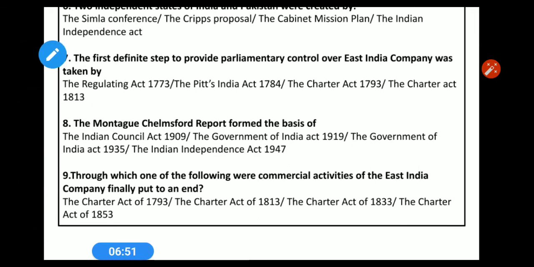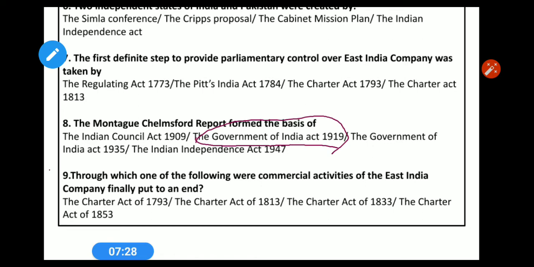Question number 8. The Montagu-Chelmsford report formed the basis of, options are the Indian Councils Act 1909, the Government of India Act 1919, the Government of India Act 1935, and the Indian Independence Act 1947. Very easy question: the Government of India Act 1919 is the correct option.